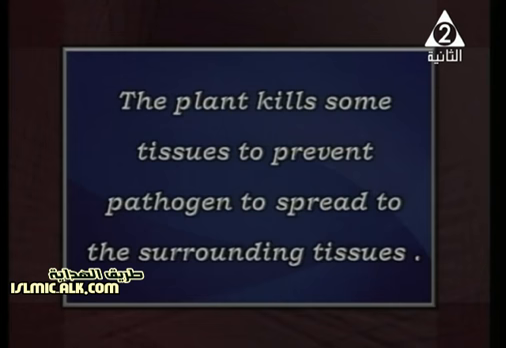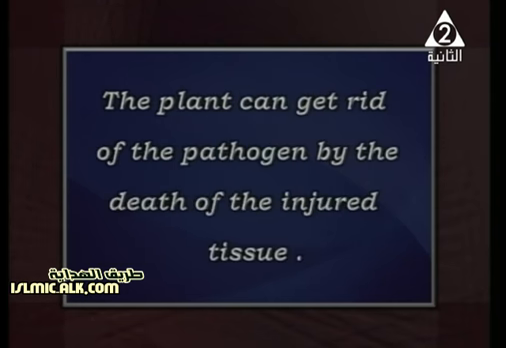Such as surgery in humans. When someone, for example, is infected with cancer or liver cancer, the doctor always wants to cut the infected part and also an extra part, to be sure there are no more infected cells, or healthy cells that may be infected. The plant can get rid of these pathogens by what? The death of the injured tissue. The plant finally decided to remove or eliminate the injured tissues.